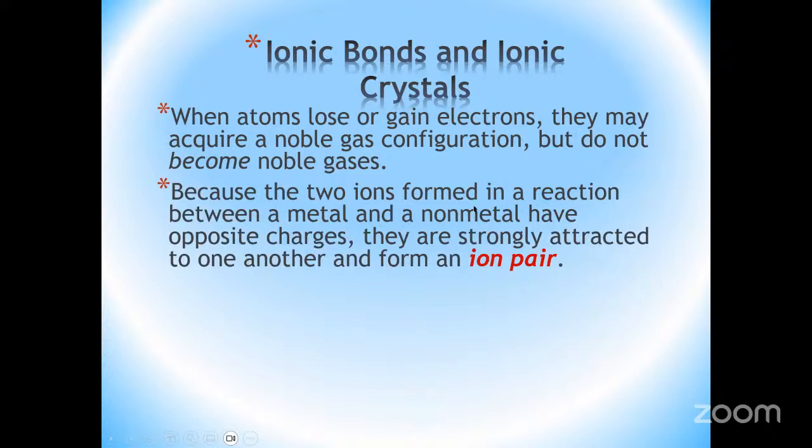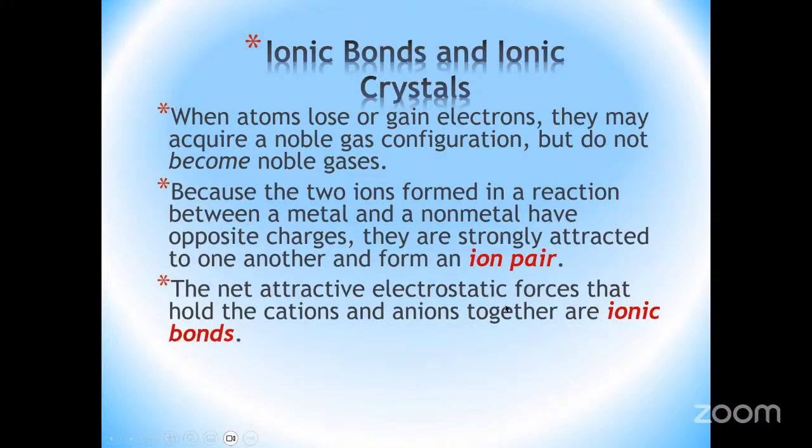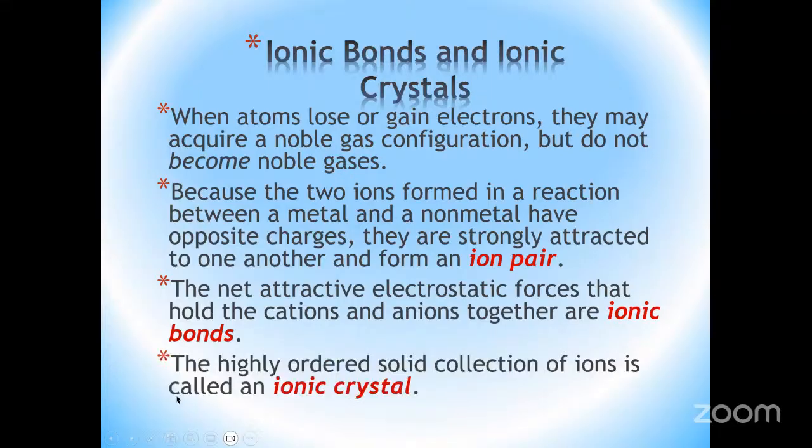So basically, as stated here, the ions are formed in a reaction between a metal and a non-metal, and they will have opposite charges, and therefore they'll be attracted to each other strongly, and they will form what is called an ion pair. And therefore the attractive force that exists between these ions is called the ionic bond. The result of that attraction is that at a gross structure level, you're going to end up with a highly ordered array of the ions, and that is called an ionic crystal.